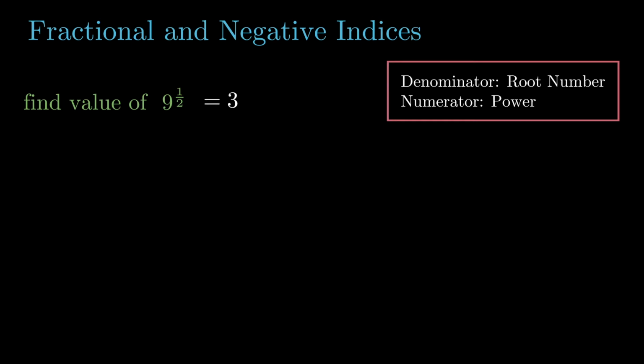The second example we will do is find the value of 16 to the power of 3 over 2. As you can see, the denominator is 2, so we're going to square root it. And our numerator is 3, so after we square root, we have to do it to the power of 3. So we do square root of 16, which is 4, and then 4 cubed, and that is 64.